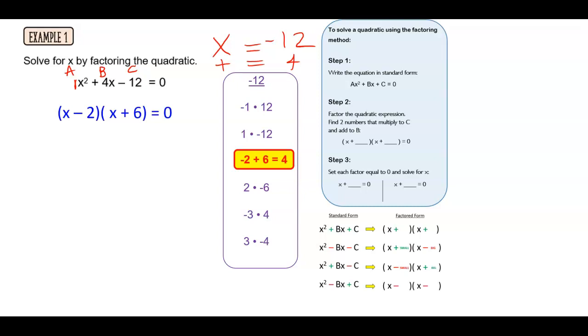Do you see how we started with 3 terms, but we split it into 2 pairs of 2 terms? Or 1 pair, whatever, 2 parentheses with 2 terms, I should say. Okay? Again, how did I get these numbers? They multiply to make -12, they add up to make 4. Okay?